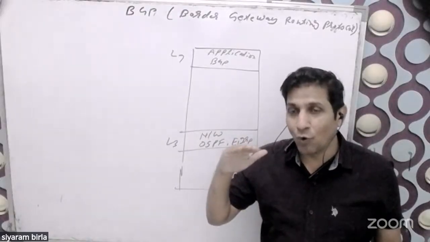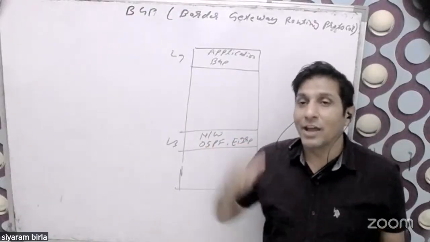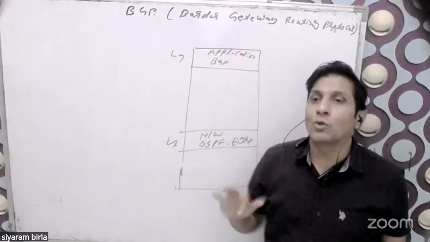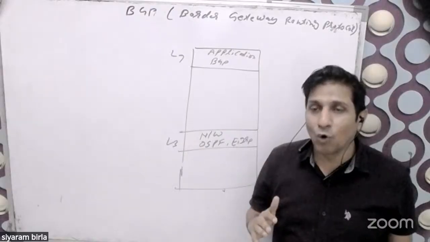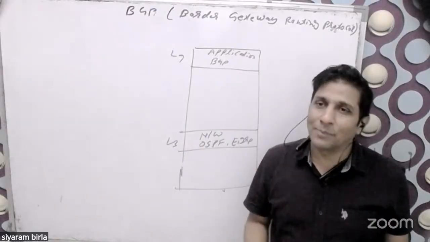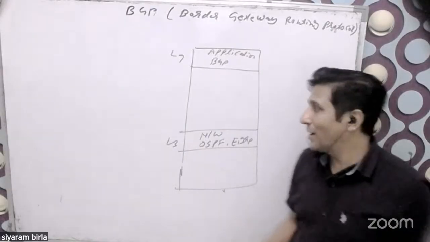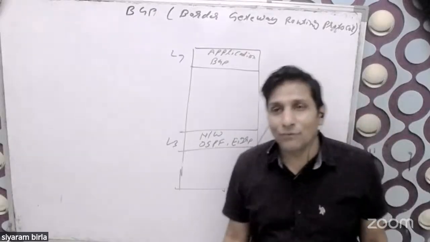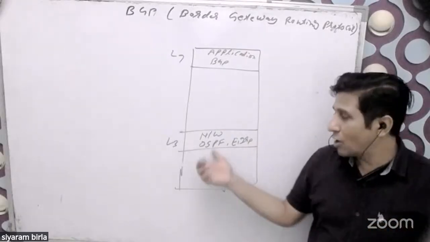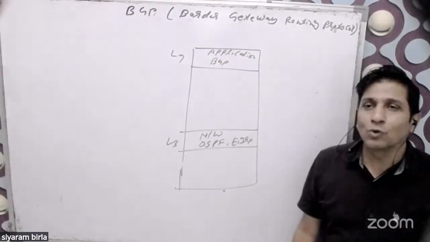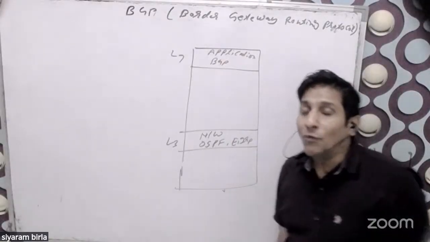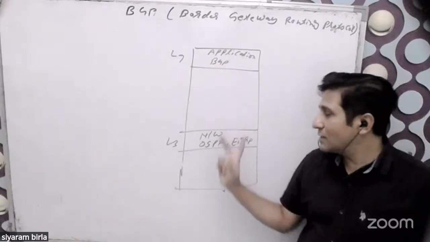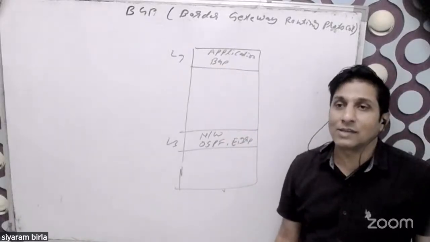The person on floor number 3 will come very fast, and the person on floor number 7 will come very late, because they have to cross the 6 floors and after that come down. But floor number 3 will come very fast because it will cross only two floors. So similar to that, who will be fast? BGP or OSPF and EIGRP?